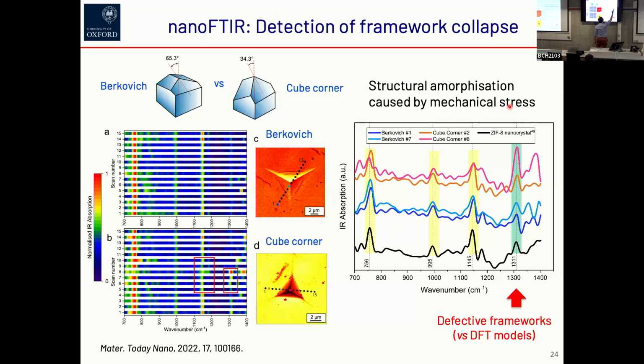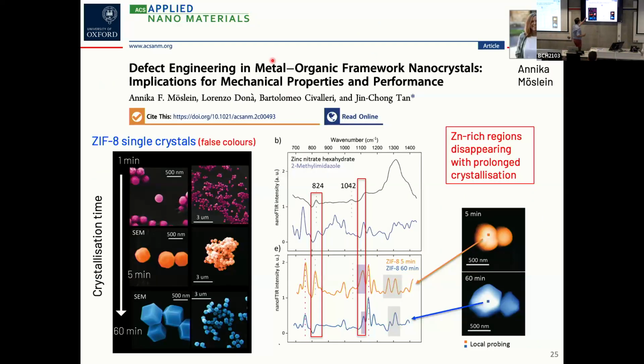So I want to draw your attention to this region, 1300. This is associated with the region which is down here. This can be achieved only when you have an indenter which is a cube corner. So the stress is really high at the tip. So you see some hot spots here, which were not present by using a more blunt Berkovich tip. So we think that has to do with some defects, because we have done a control experiment where we grow the crystal 1 minute, 5 minutes, and 60 minutes. Multifaceted, but they are all ZIF-A.